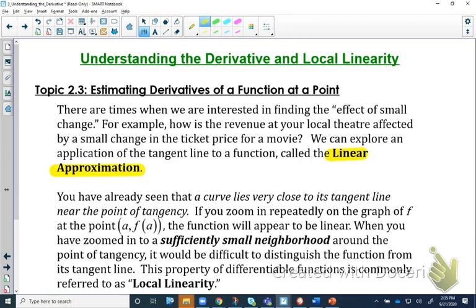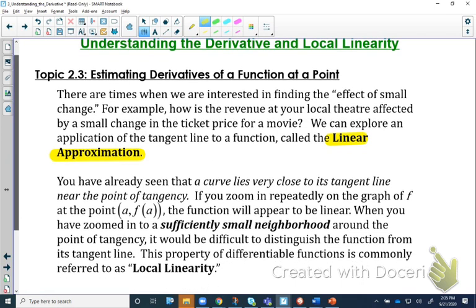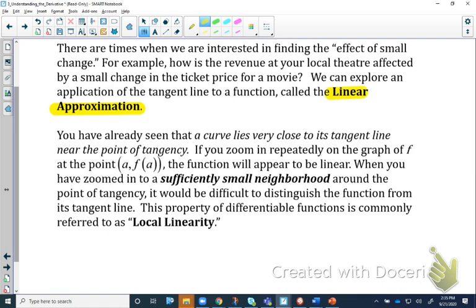You've already seen that a curve lies very close to its tangent line near the point of tangency. If you zoom in enough, the function is going to appear to be linear, no matter how curvy the function may have been to begin with. So where do we leave off? When you have zoomed into a sufficiently small neighborhood, meaning we're not looking for a big change between our x values, again thinking about instantaneous rate of change, something very small, it becomes difficult to distinguish between the function and its tangent line. This is referred to as local linearity.